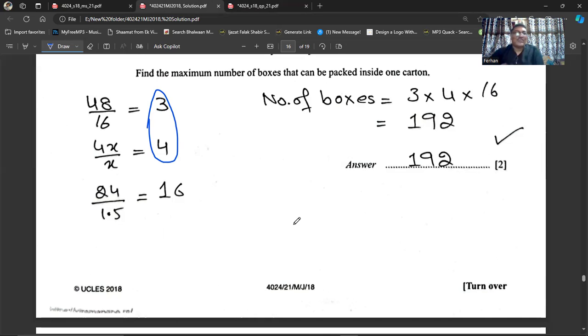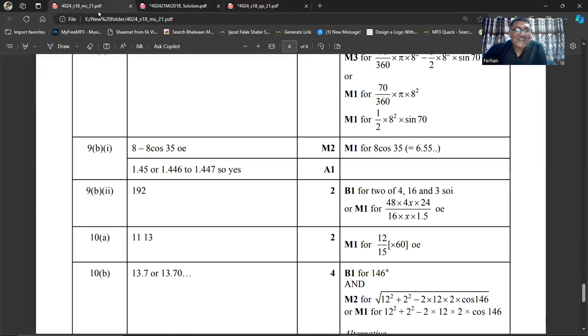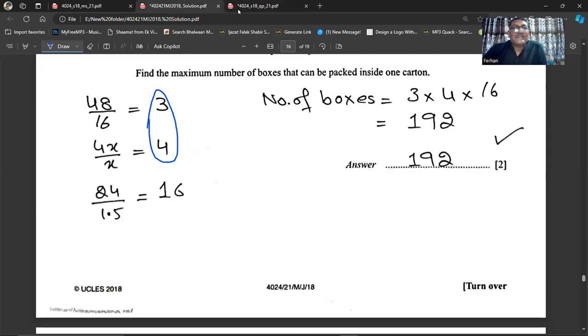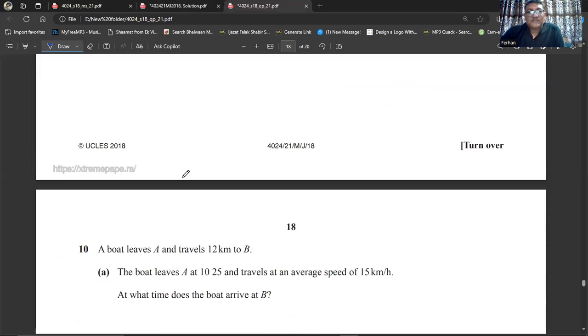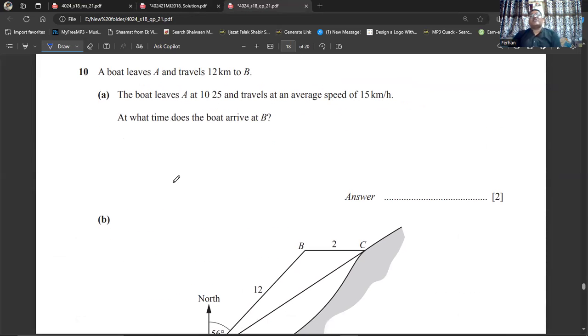It's a tricky question. Hopefully you understand. 192 is the right answer, sir. It's a tricky question because they are talking about packing. Okay, so we are going to the next question. That is question number 10.